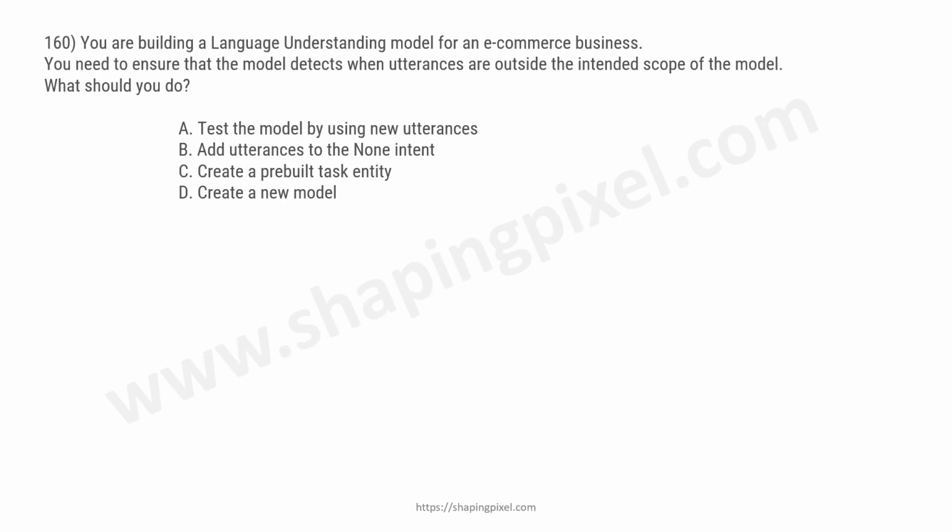Question number 160. You are building a language understanding model for an e-commerce business. You need to ensure that the model detects when utterances are outside the intended scope of the model. What should you do? Option A, test the model by using new utterances. Option B, add utterances to the non-intent. Option C, create a prebuilt task entity. And option D, create a new model. So the right answer here is option B, add utterances to the non-intent.